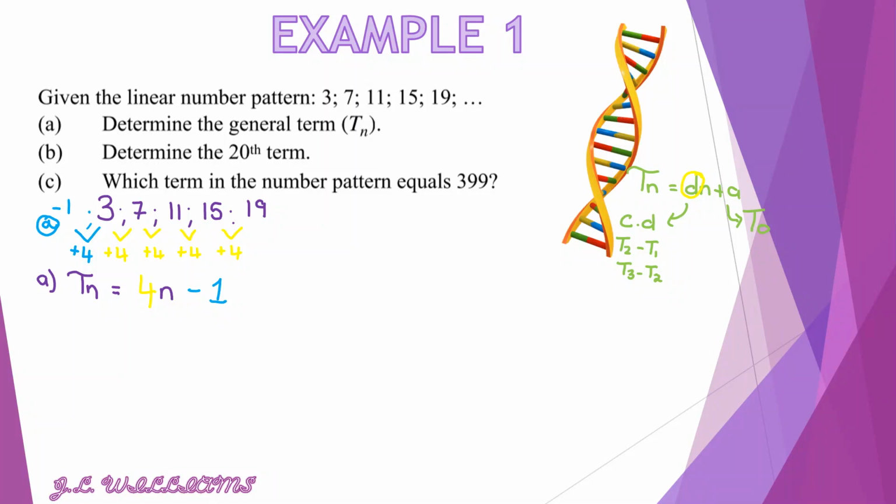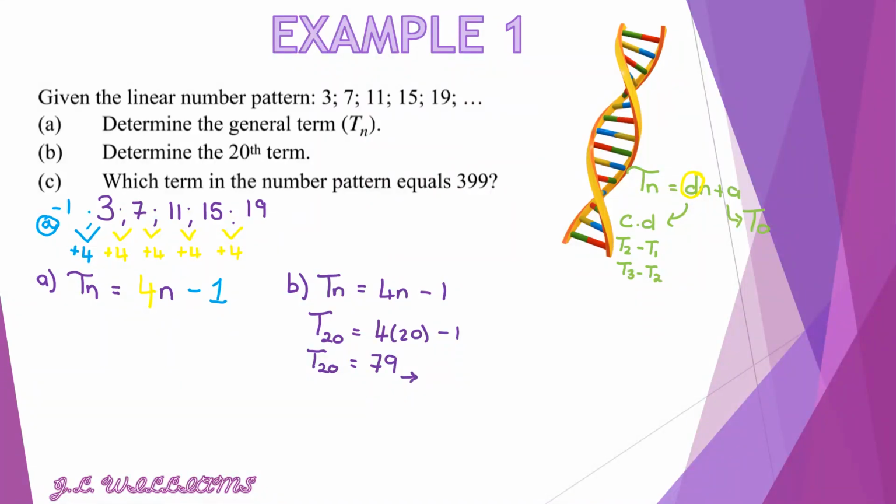The second question is to determine the 20th term. So what is the number that is in position 20 for this number pattern? We now have to say that Tn is equal to 4n minus 1, and then we substitute 20 in position n, and this works out to be 79. So the 20th term in the sequence has a value of 79.